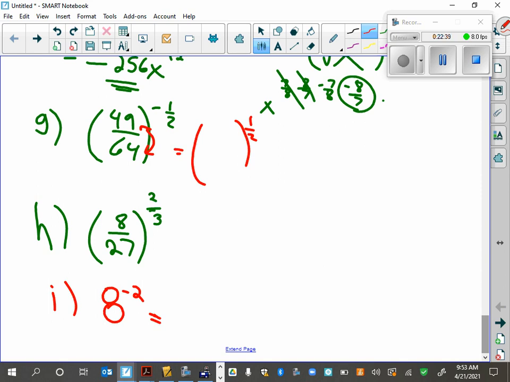Okay, so this one you flip. And remember that the exponent of 1/2 means square root. So you square root the top, you square root the bottom, and you're done. The answer is 8/7.